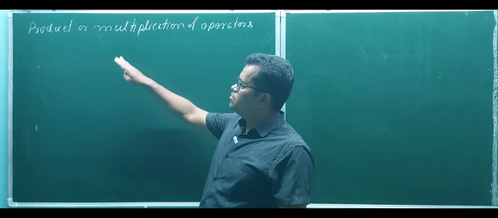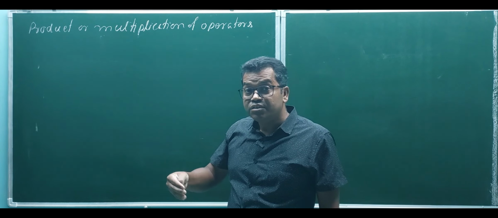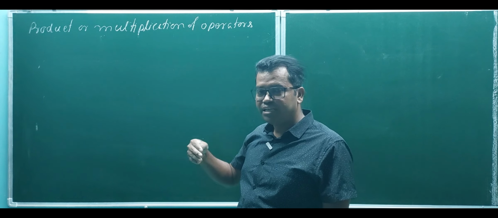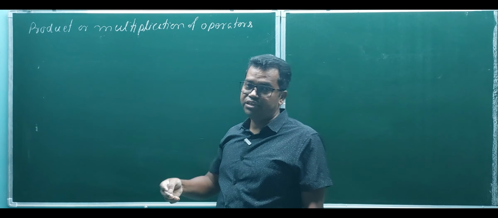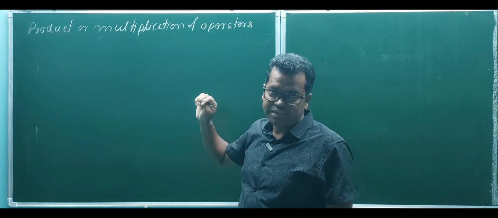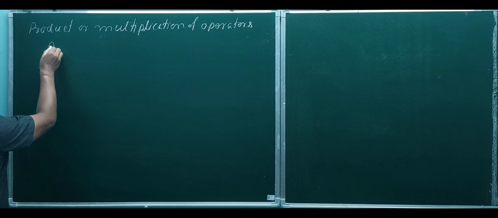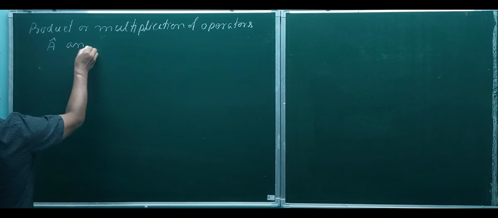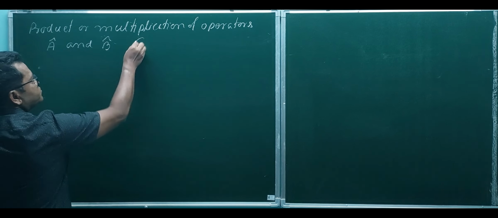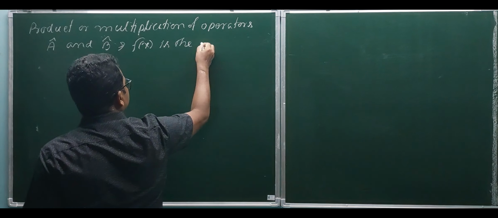Our next topic is product or multiplication of operators. It is the consecutive operation by two or more operators on a function. I repeat, the consecutive operation by two or more operators on a function is known as product or multiplication of operators. For example, let us consider two operators A cap and B cap, and f(x) is the operand.